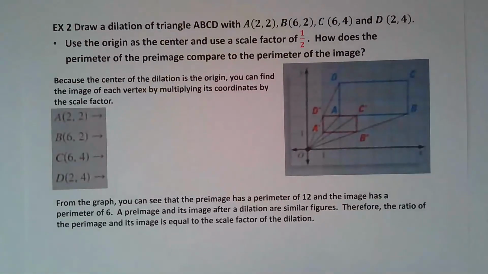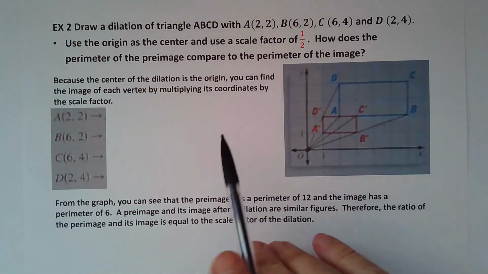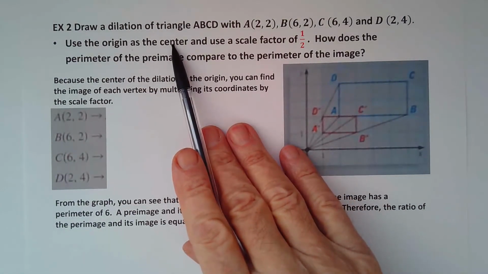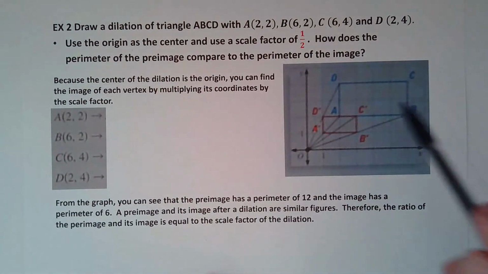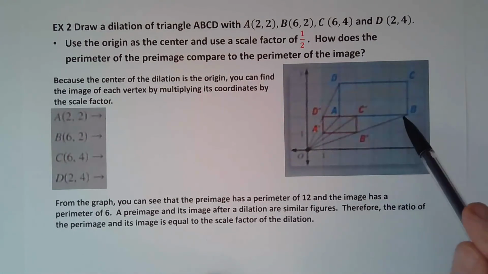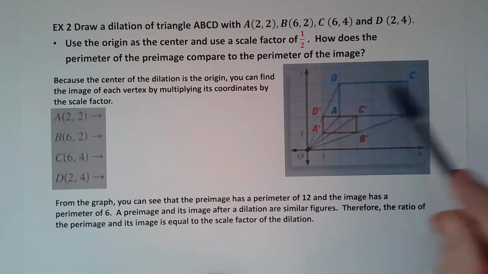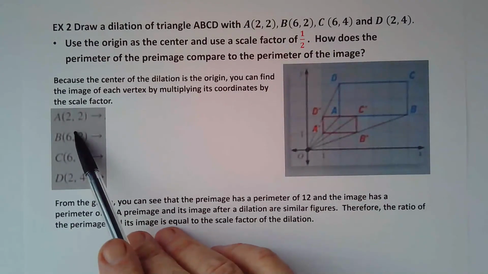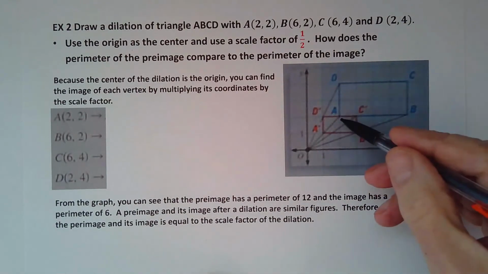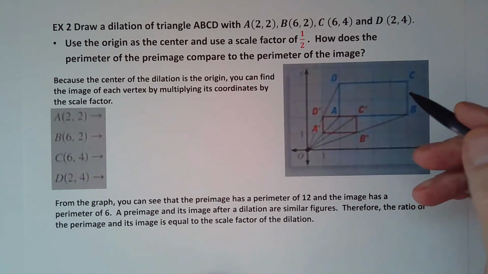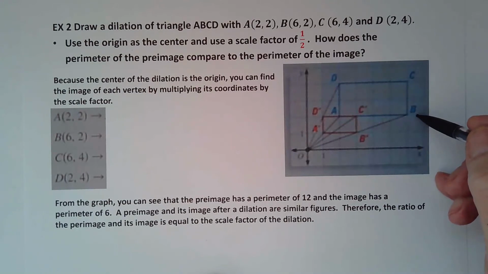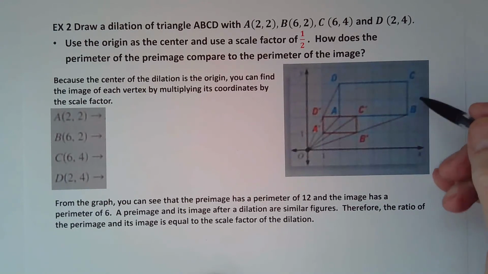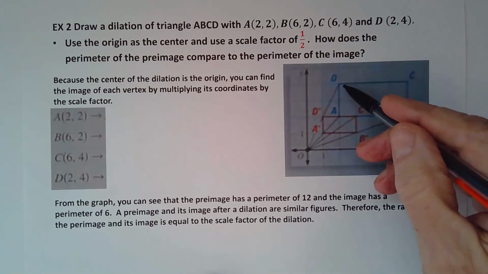All right, so here we have an XY coordinate chart. And they're telling us to draw a dilation of ABCD. So ABCD is this blue rectangle, and they give you the coordinates. A is at 2, 2. So here's A, it's at 2, 2. B is at 6, 2. C is at 6, 4. And D is at 2, 4.